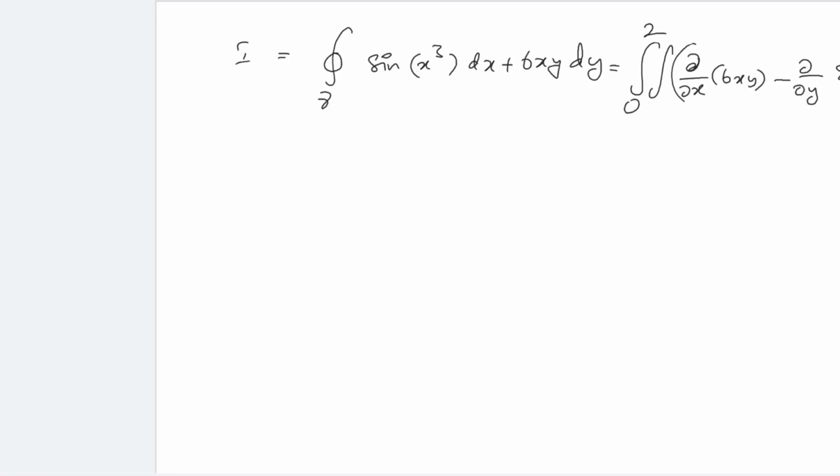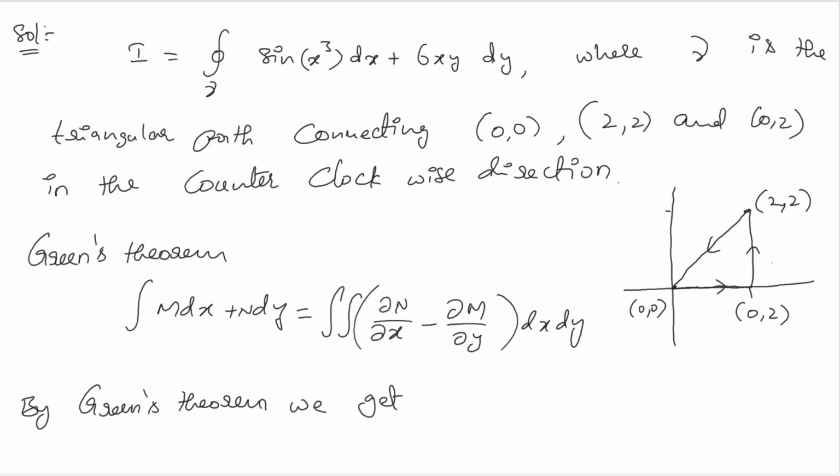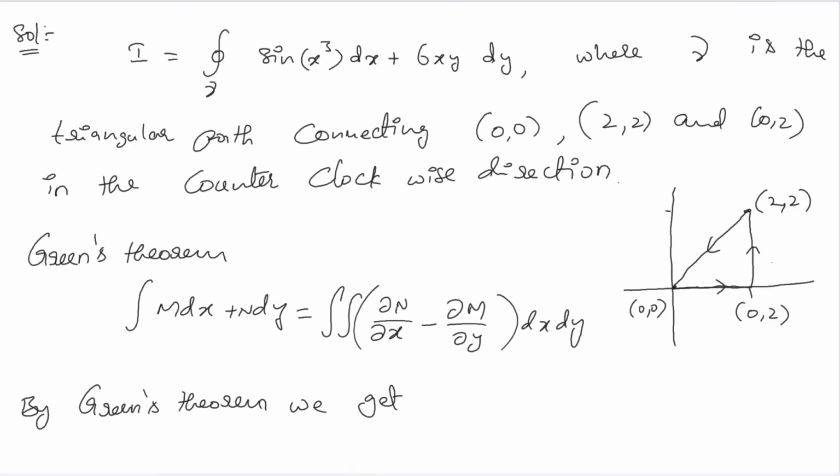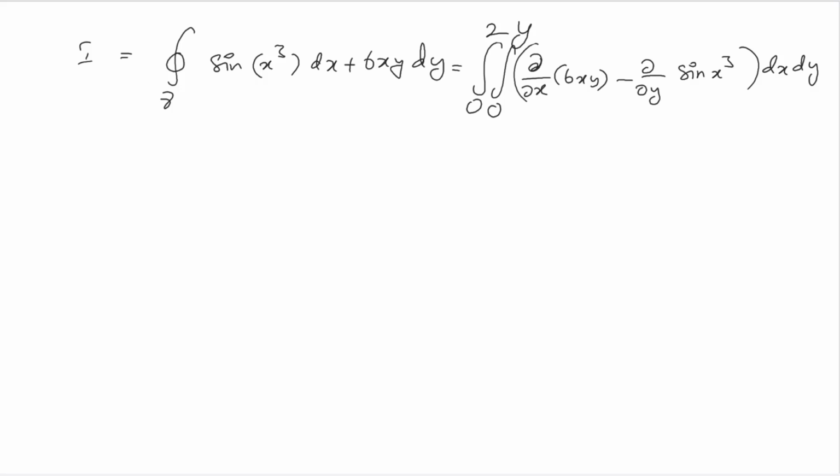Coming to the limits for x, we can see that x is not running over the whole range from 0 to 2. It runs a little less, and in fact it lies between the two curves y equal to 0 and y equal to x. So the limits for x are from 0 to y. You can see this is the line y equal to x and this is the line y equal to 0, and the values of x lie between these two lines.